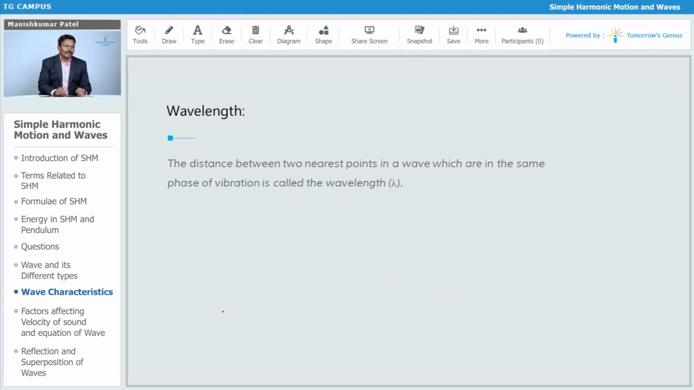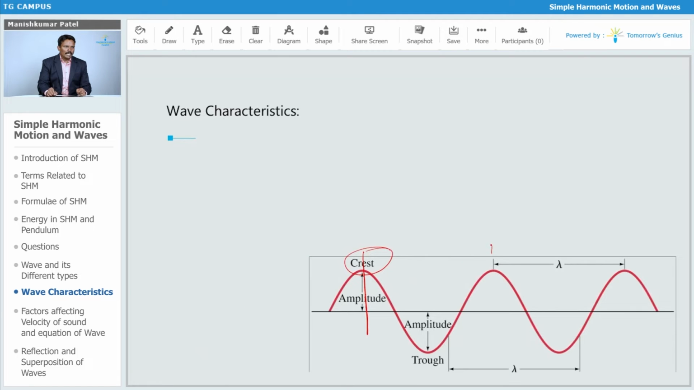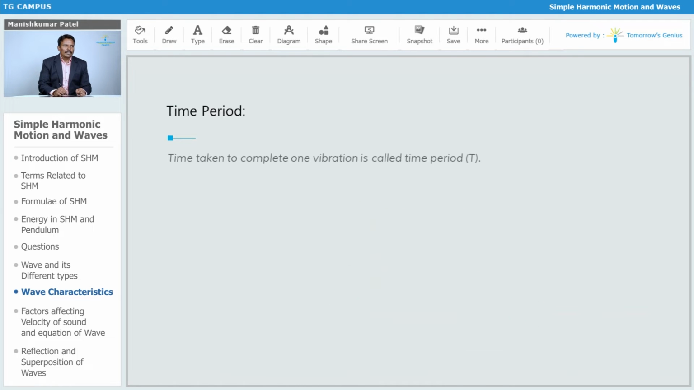So let's say for example, the same thing, the distance between the two nearest points in which waves are in the same phase is called the wavelength. So these two points, this is point 1, this is point 2, they are in the same phase, so that's why we are going to call this distance a wavelength also, or this one over here, that is what we have shown as a wavelength. Again, the time taken to complete one vibration is called your time period.